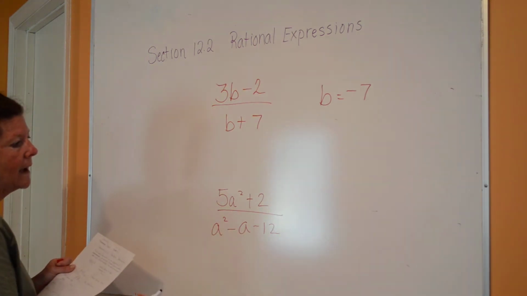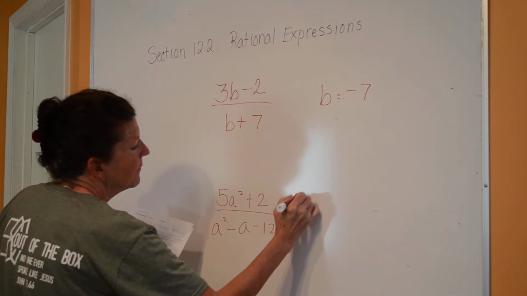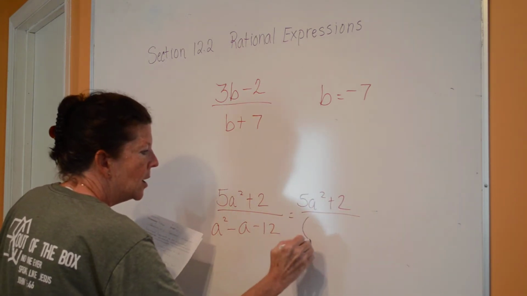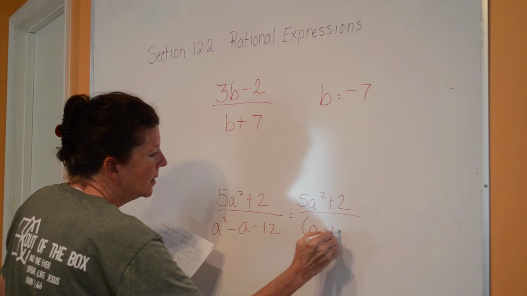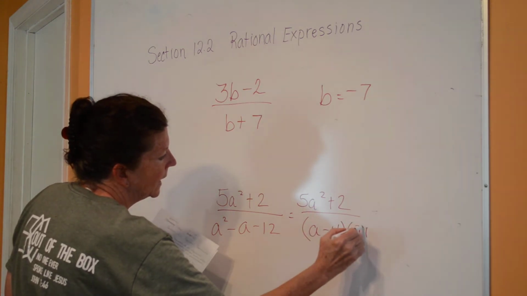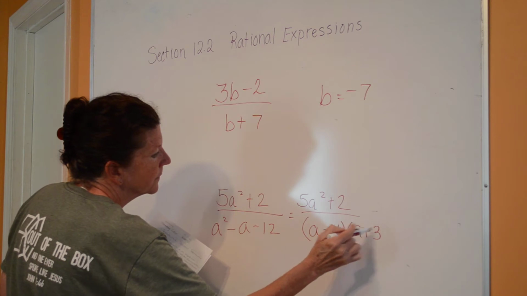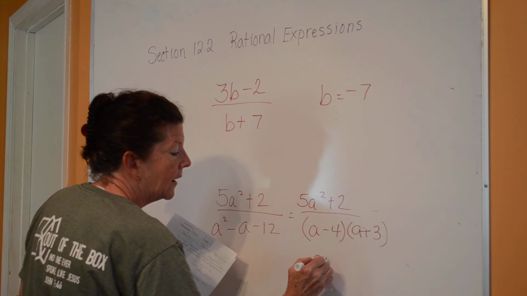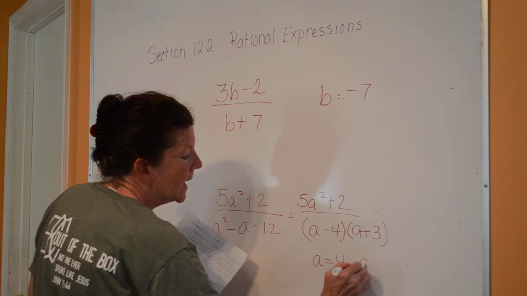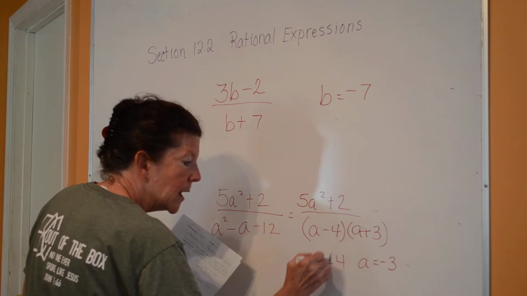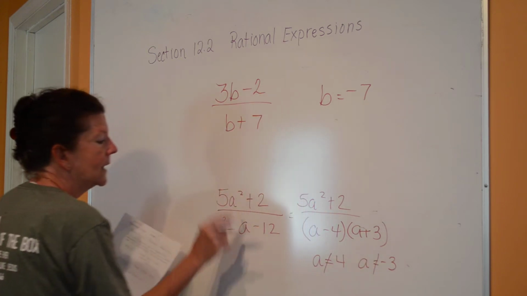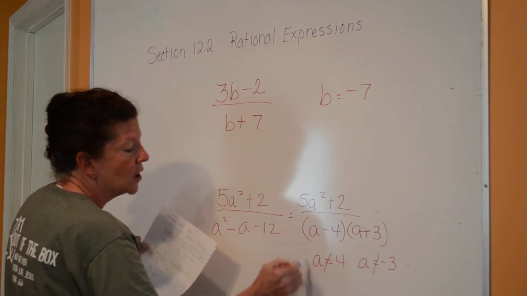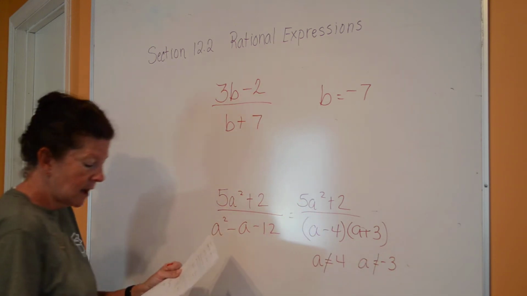This one, I'm going to have to factor. I have 5a squared plus 2 on top, which I can't do anything to factor. But on the bottom, I have (a minus 4) and (a plus 3). I need to set both of those equal to 0. When I do, I find out that a equals 4 and a equals negative 3. Both of those values would make this rational expression undefined. So a cannot equal 4 and a cannot equal negative 3.